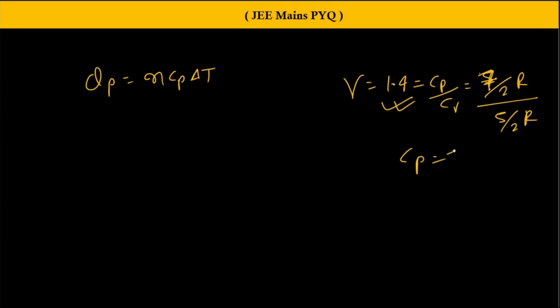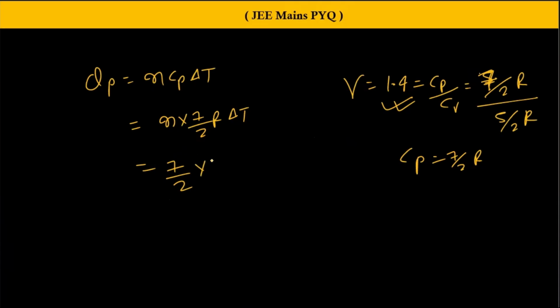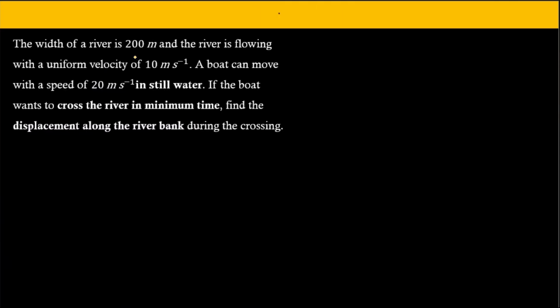So CP is equal to 7 by 2R. Put the thing here. n into 7 by 2R ΔT. So this is nothing but 7 by 2 nRΔT. And nRΔT तुम्हारा देखो कितना था, 100 था. ठीक है. तो यहाँ पे आप 100 रख दो. So this is 7 by 2 times 100, and this is your 350 joule. So that is going to be your answer.